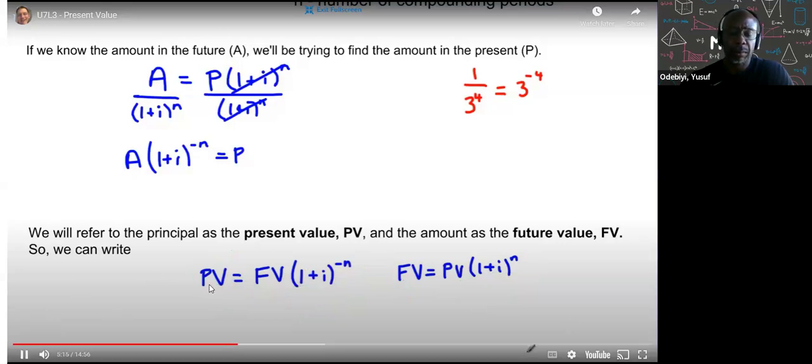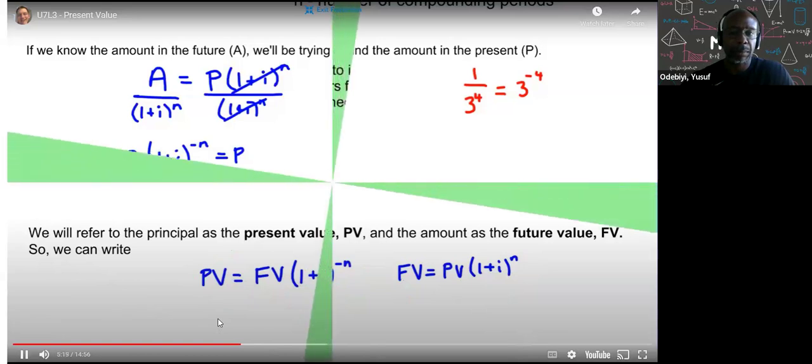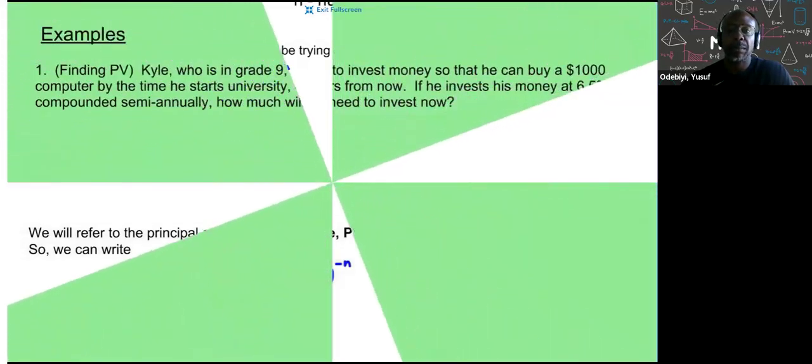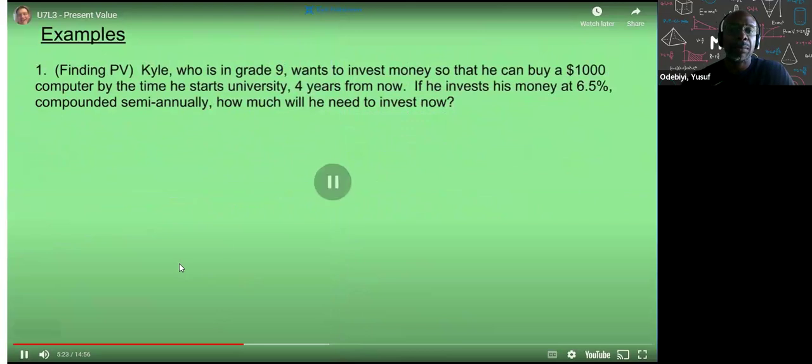That's an easy way to think about it. All right, let's check out a couple examples. Example 1. Okay, so here's an example where he's talking about investing, so you're finding the present value.